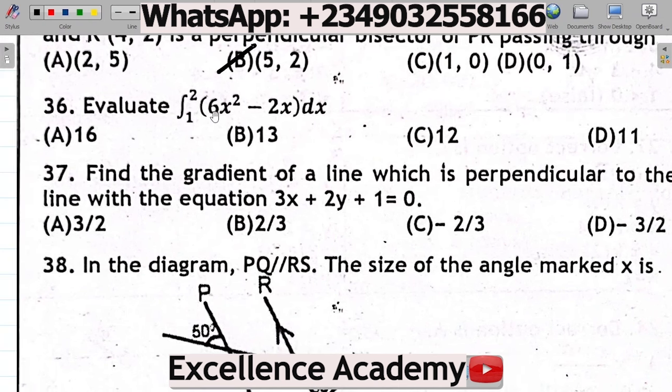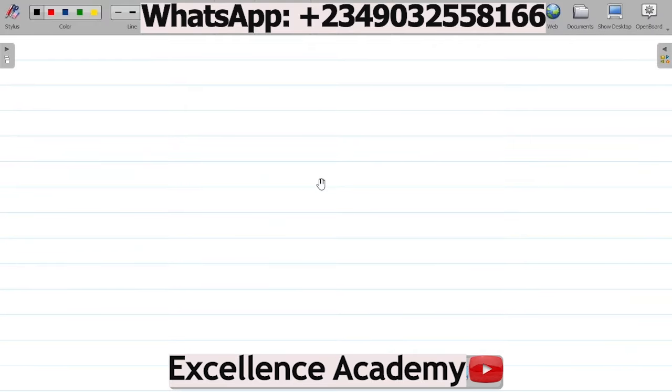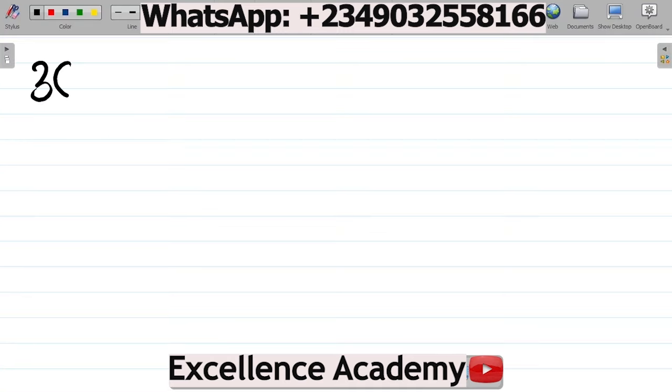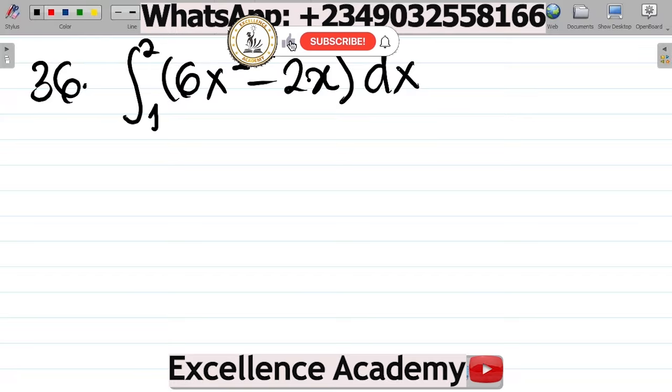36 says evaluate the integral of 6x squared minus 2x dx, upper limit 2, lower limit 1. The options are A 16, B 13, C 12, D 11. So how do we solve this question? For 36, we are asked to evaluate the integral of 6x squared minus 2x dx, upper limit 2, lower limit 1.